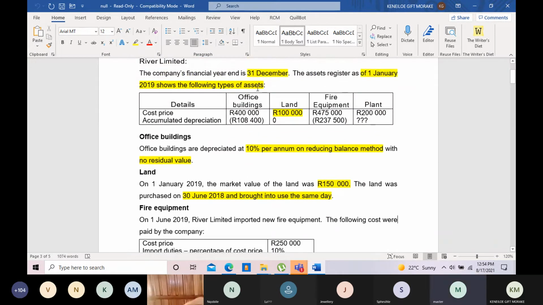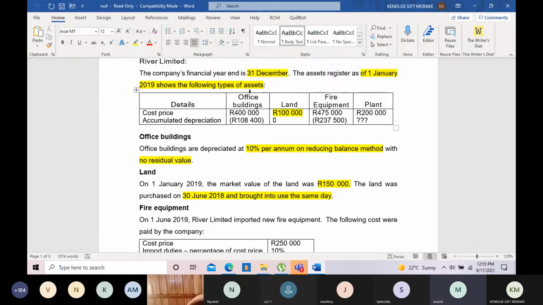All right, so I'm coming to this information of the office building. Remember that on the office building, they said office buildings are depreciated at 10% per annum on the reducing balance method with no residual value. So there is no residual value on office building. This one is supposed to be clear, straightforward and easy.